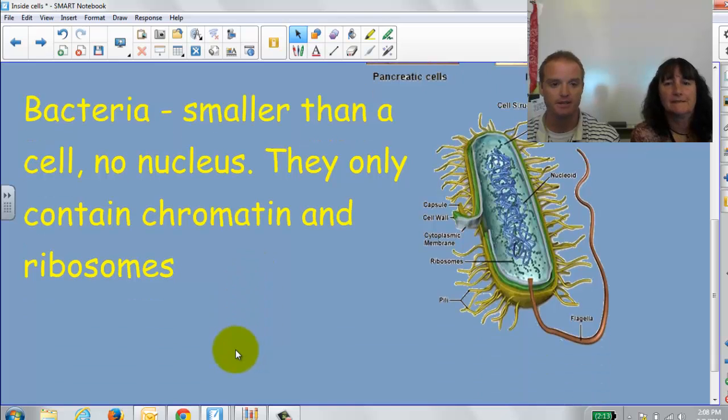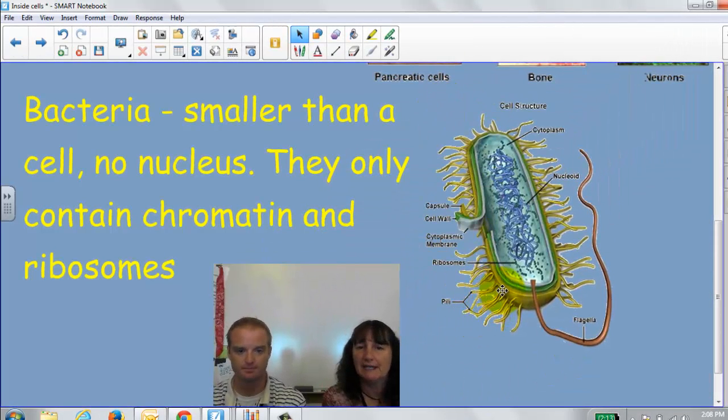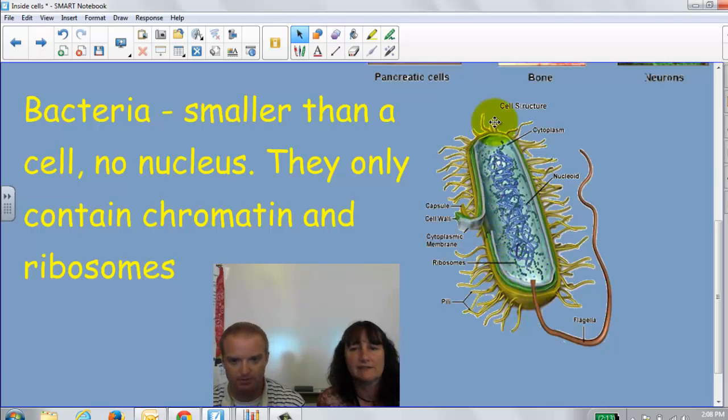Right. And then finally, our little bacteria. And these are actually smaller than a cell. They don't even have a nucleus. They only contain chromatin, which again is their genetic information, the DNA. And then ribosomes, so they can make proteins. I can see here in the picture all those tiny little dots in there. Yep. So all they do is make proteins and have DNA. I guess we'll study the other parts later, right?